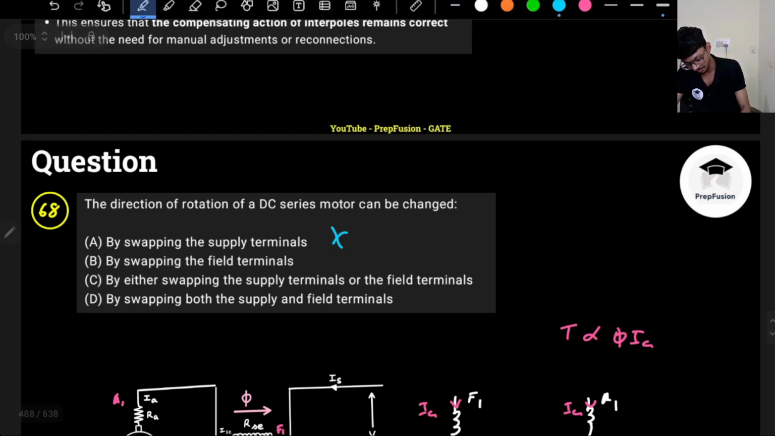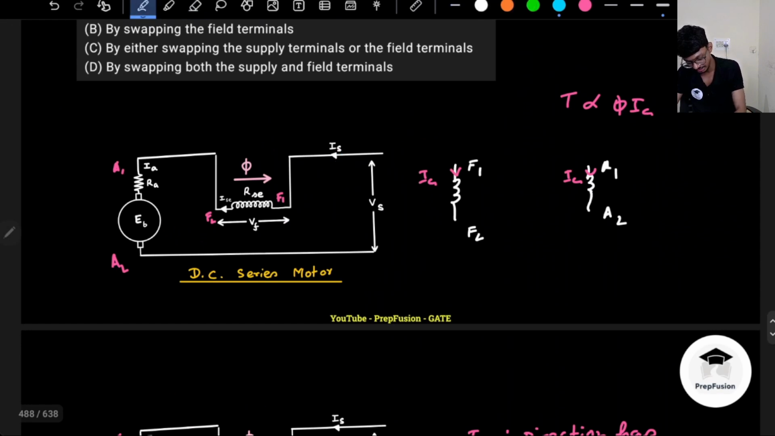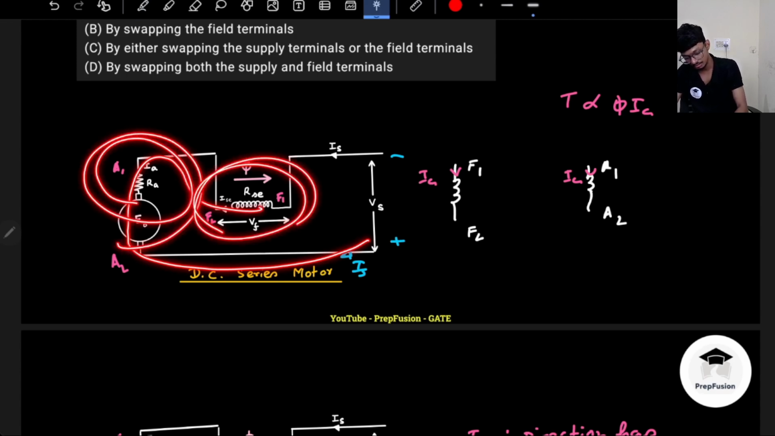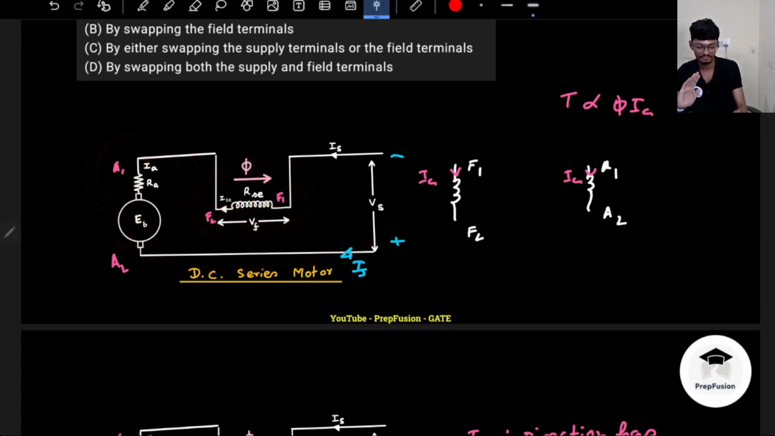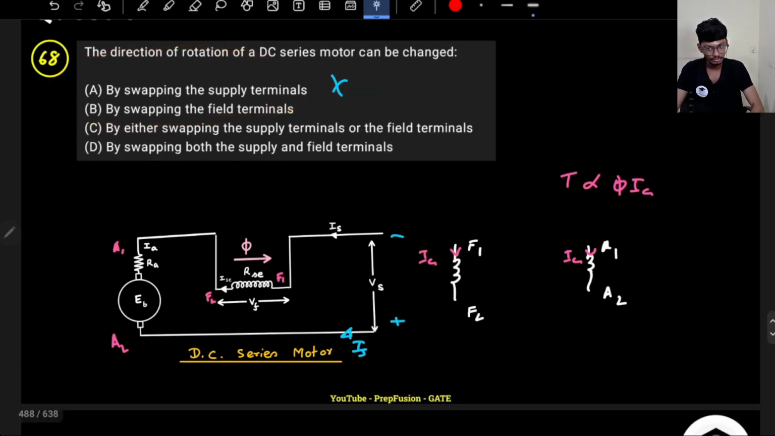If I swap the supply terminals, what will happen? I'll show you. If I swap the supply terminals, basically now this will be plus, this will be minus. So current will flow like this, IS, like this. So both the armature current direction and the series flux direction have reversed. So automatically minus into minus will be plus. So torque direction will not change. So swapping the supply terminals will not help us.